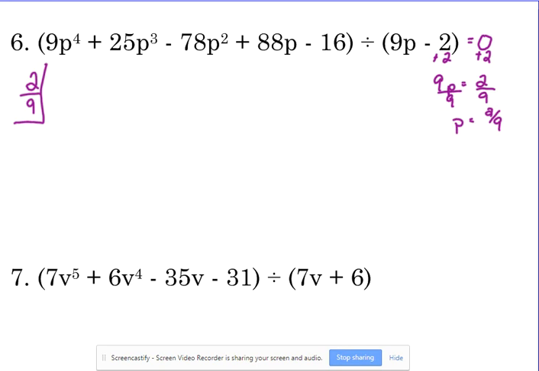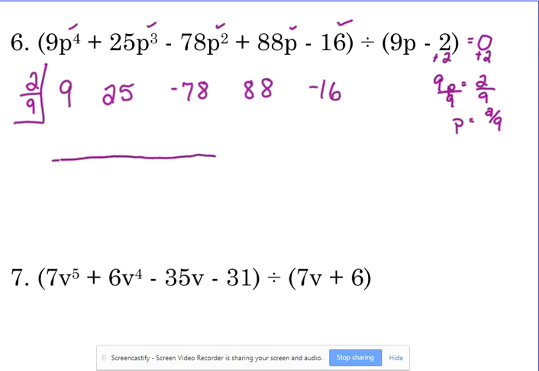All right, let's check our polynomial. Standard form, yes. P to the fourth, p cubed, p squared, p, constant. We're not missing anything, and it's in order. So 9, 25, negative 78, 88, and negative 16. We're probably going to have to rely on our calculators a little bit more because we're dealing with a fraction. Okay. Bring down the leading coefficient of 9, and then we multiply. Well, that's not that bad.